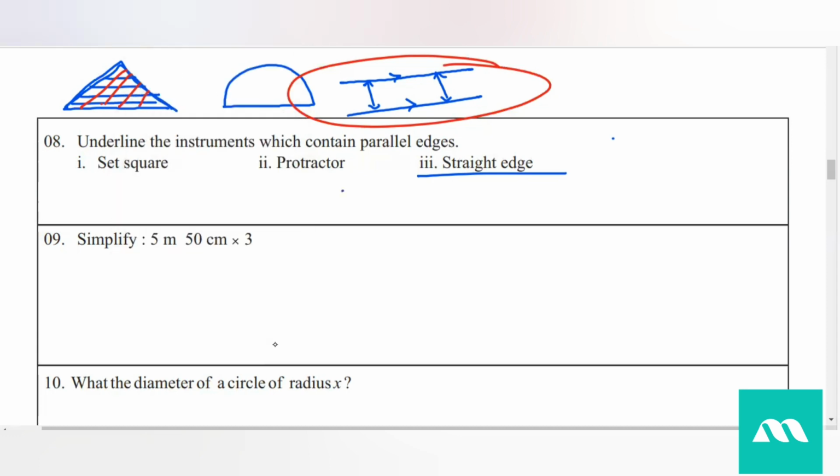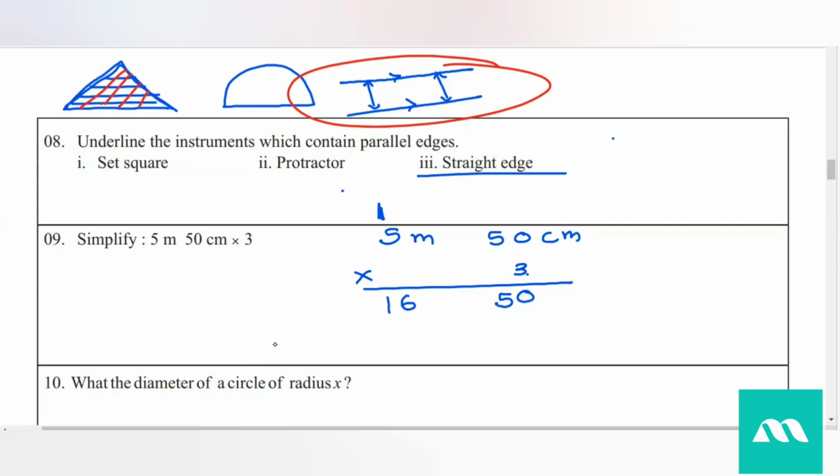Next one, simplify. 5 meters 50 centimeters multiplied by 3. Then 3 into 0, 0. 3 into 5, 15. 1. 3 into 5, 15 plus 1, yes, it is 60. Why do I take this 1 to the meters column? Can any of you tell me the reason?